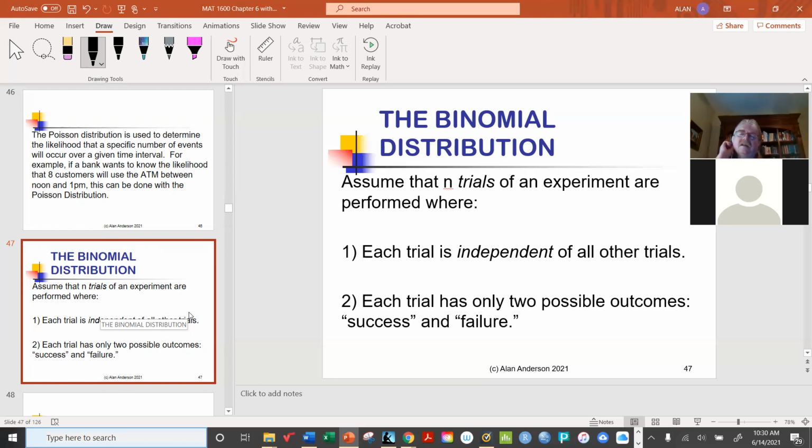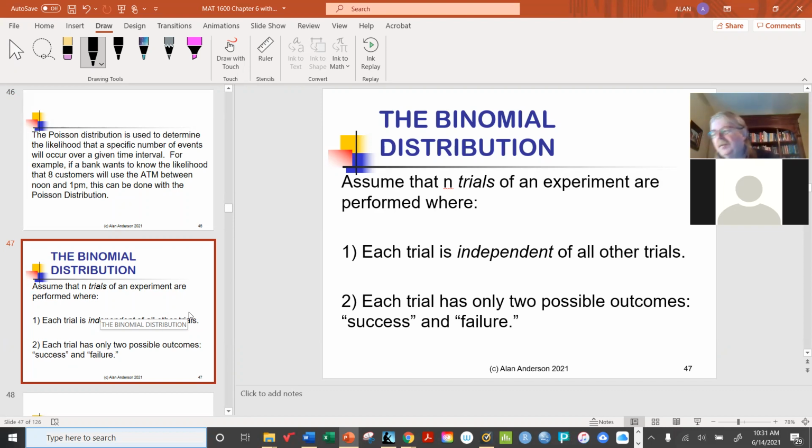All right, so in other words, if my experiment consists of flipping a coin and observing whether it turns up heads or tails, each flip is considered to be a trial. The trials are independent of each other. Each trial only has 2 possible outcomes, of course. Now, we use the words success and failure in this distribution, but we can define anything to be a success and anything to be a failure.